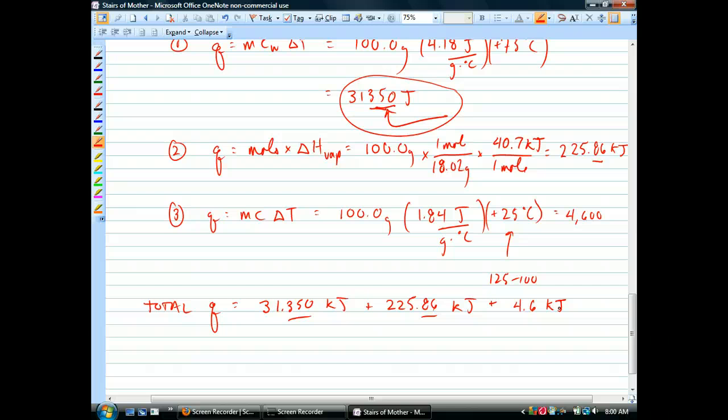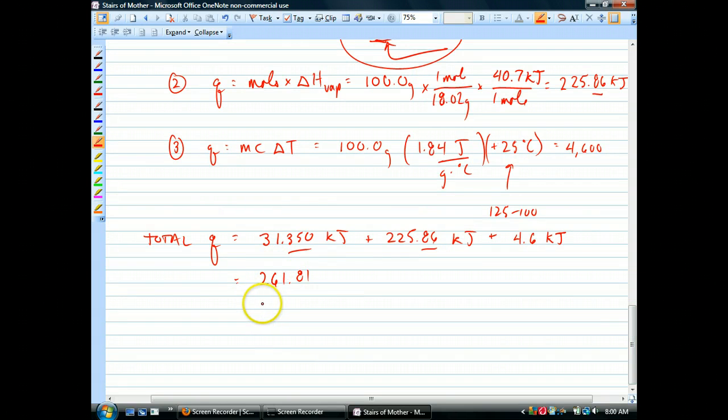31.35 plus 225.86 plus 4.6, what do we got? 261.81 with correct sig figs. I'm going to go to no decimal places, so I'm going to have 262 kilojoules. Notice how it is dominated by the phase transition.